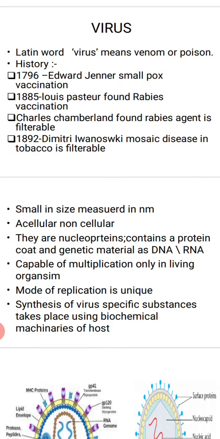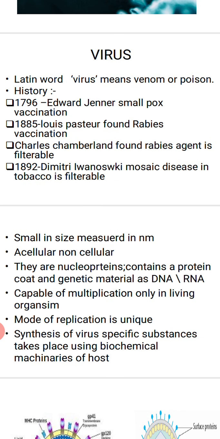And here in this history part, there are some vaccines against virus-caused diseases. In 1796, Edward Jenner found the smallpox vaccination. In 1885, Louis Pasteur found the rabies vaccine, and Charles Chamberland found the rabies agent is filterable. And in 1892, Dmitry Ivanovsky found that the mosaic disease in tobacco is filterable. So some of the findings related to the virus are mentioned here.